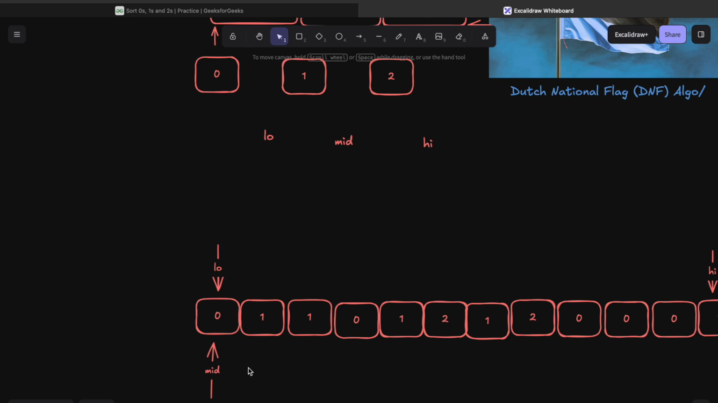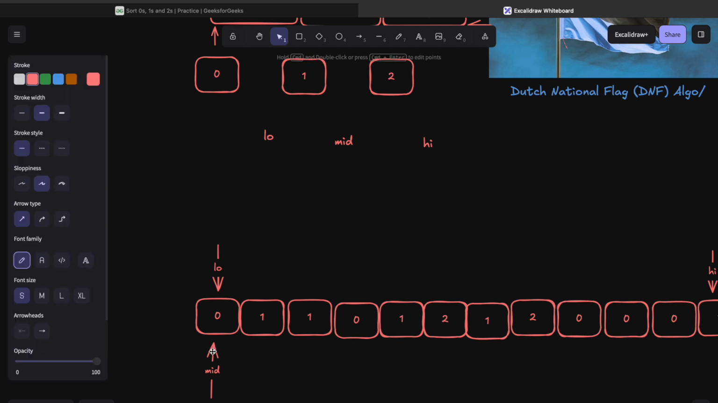Now at low and mid there is a zero, so I should be fine. I can just move this forward comfortably. For now, I'm moving the low also because I'll explain it in a minute. Now I have found a one. Since this is a one, I can move mid forward directly and maintain the low as it is. Now again I have found a one, so I'll just move this forward.